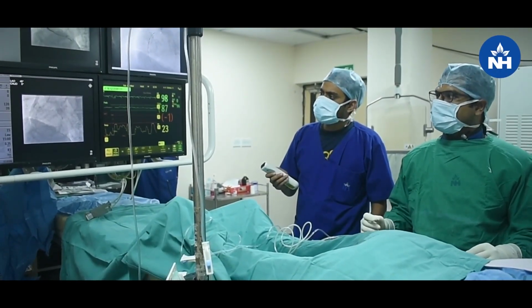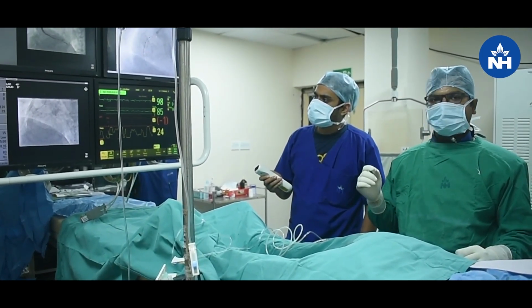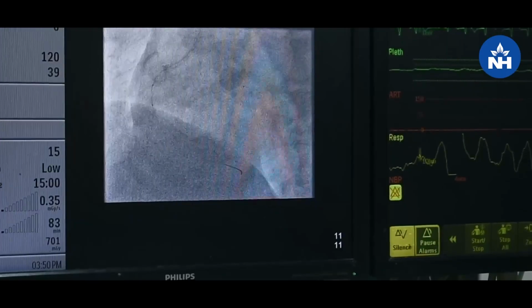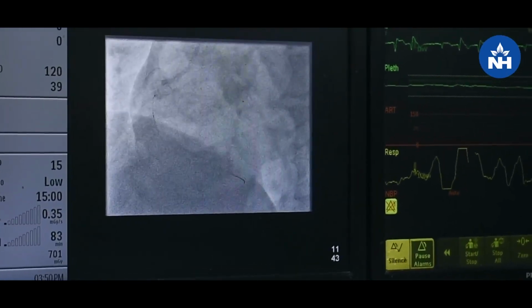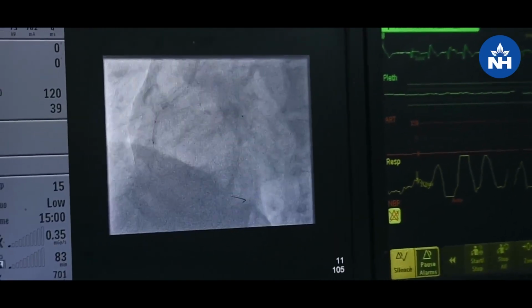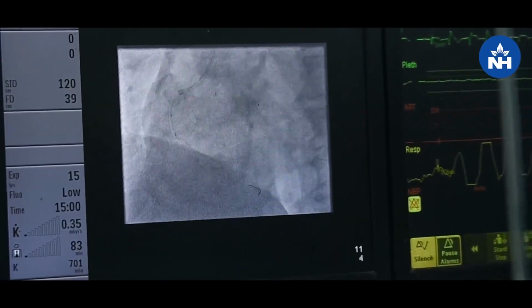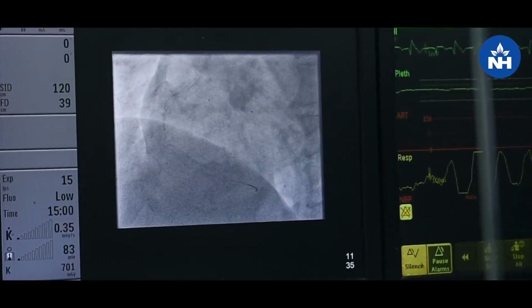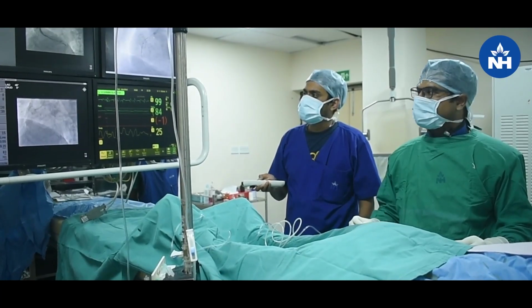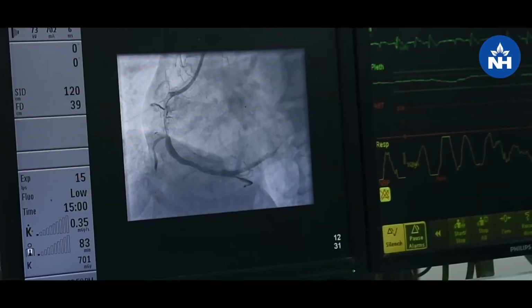Now we have done a percutaneous transluminal angioplasty with a balloon of this right coronary artery. The size of the balloon was around 2 × 12 mm, and you can see the balloon inflating into the right coronary artery, and after doing the ballooning of this lesion we have found that there is a very tight stenosis in the mid segment of the right coronary artery.